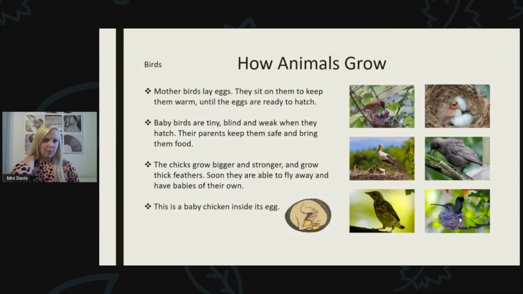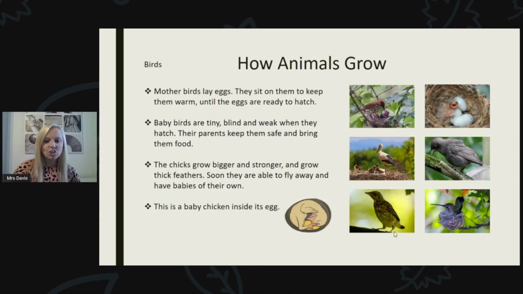All right, should we have a look at what about birds now? So mother birds lay eggs, and we know that, don't we? Because they don't give birth to live young, they lay eggs. They sit on top of them to keep them warm until their eggs are ready to hatch. Baby birds are tiny, blind, they can't see, and weak when they are hatched. They're not strong at all, so their parents keep them safe in their nest and bring them food. The chicks, again, grow bigger and stronger, and they grow thick feathers, and soon they'll be able to fly away and have babies of their own.